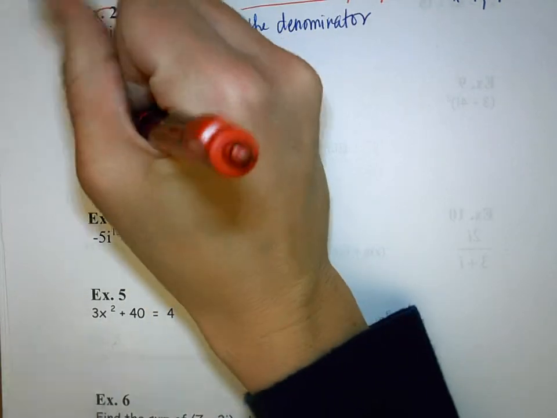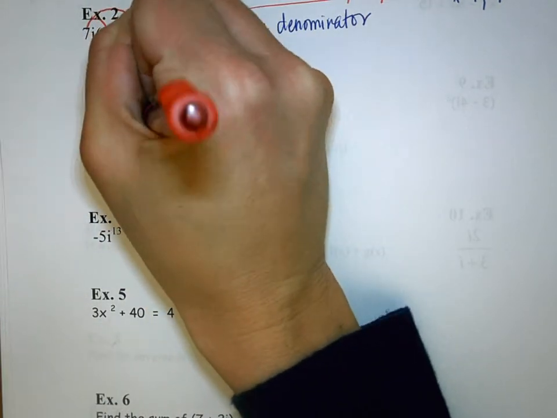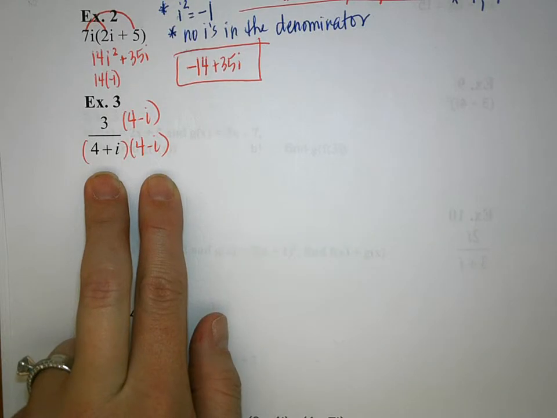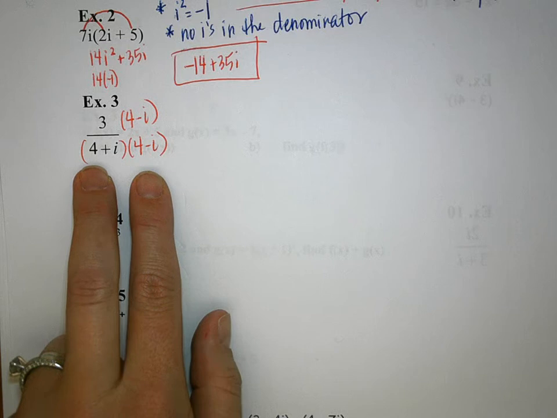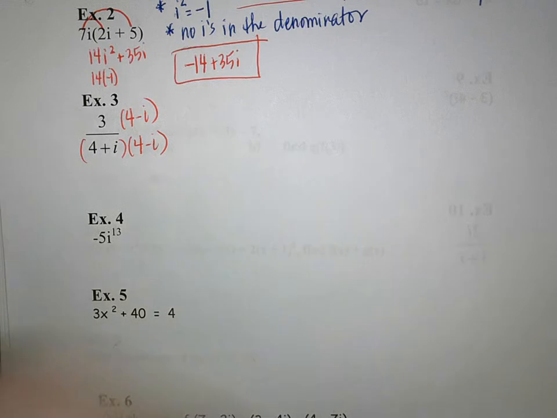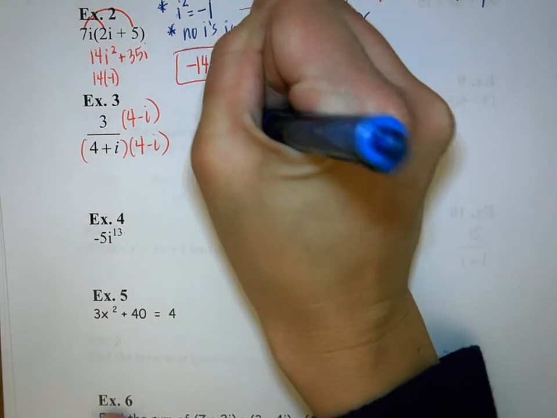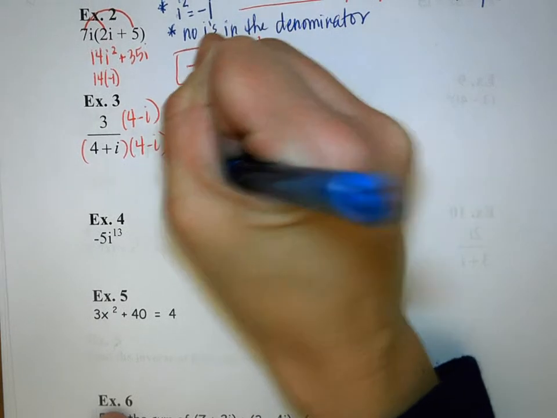So whatever I do to the bottom, I also have to do to the top. On the bottom, you might want to go ahead and do a box just to make sure you do the math correctly, or know that this is the difference of squares. You could do it that way as well. If I go ahead and do the box, just to be safe, I have 4 and a negative i and 4 and a positive i.